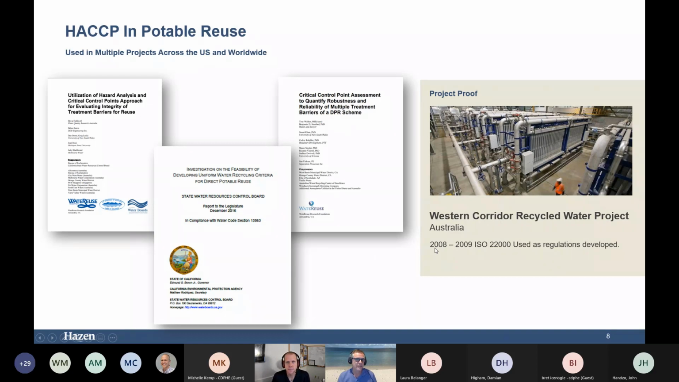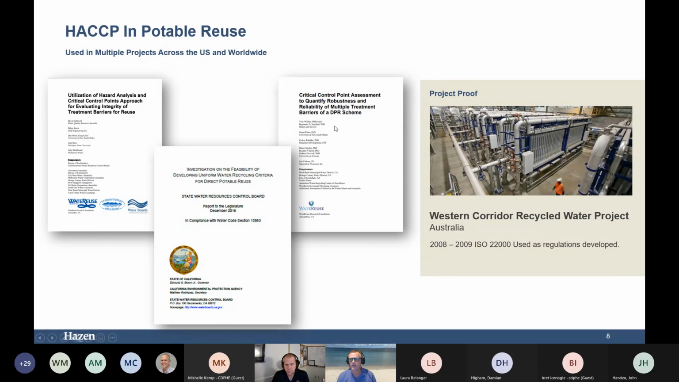Now, for what we're interested in, for potable reuse, it is used in multiple projects, both here in the US and worldwide. There's a number of studies that were conducted in the last few years as part of what was then the Water Reuse Research Foundation's Direct to Potable Reuse initiative, and subsequent work, which has initially identified the use of hazard analysis and critical control points.